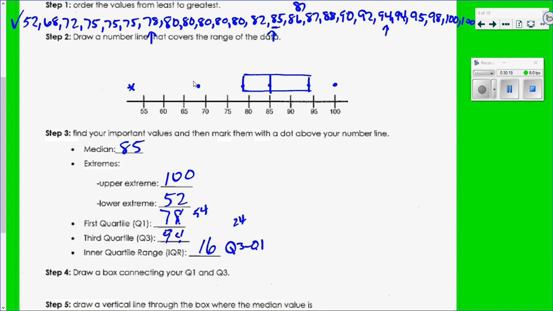My whiskers go, because the lower extreme was an outlier, I now go to that next data point to connect my line, then from the Q3 to my upper extreme. Again, do make sure that your dots are visible within those lines so anyone looking at your graph can tell where they're at. Bam, I'm done. That's all you got to do. You're finding three medians, plotting those points.